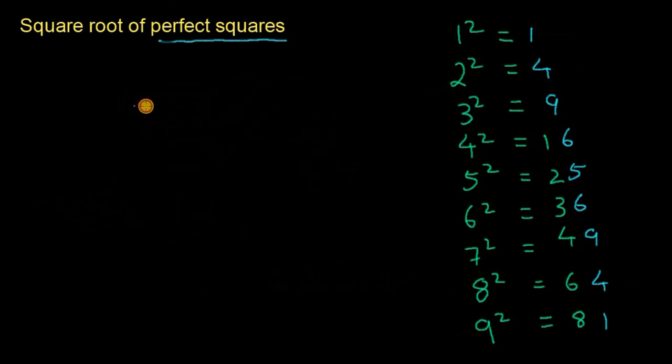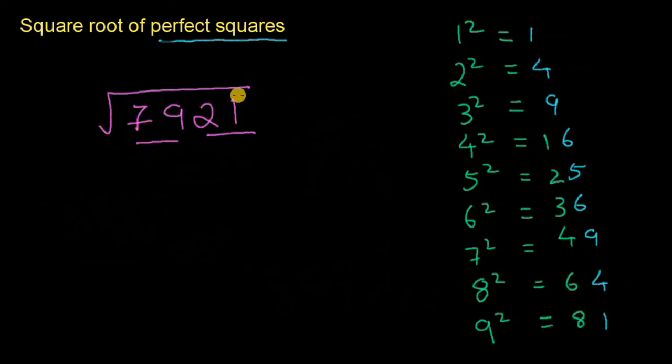Let us now take the square root of 7921. We group the last two digits and the first two digits. We see what the last digit is. It is 1, so it has to be definitely 1 or 9. Now we take the first two digits, 79. Let us see where 79 falls. 79 falls between 8 and 9 squares, so we take the smaller one, that is 8. So our first digit is going to be 8.